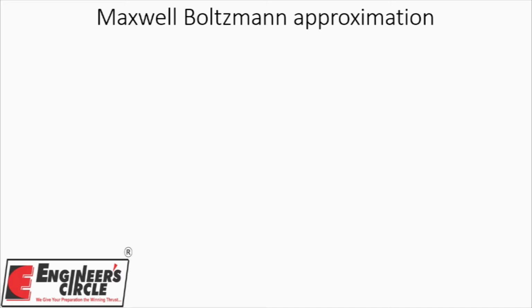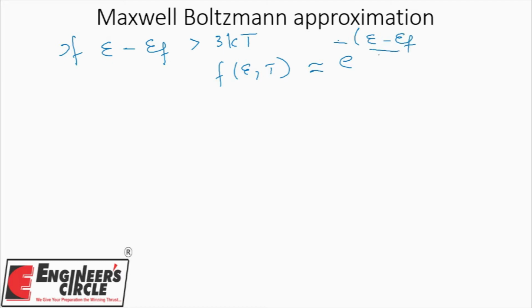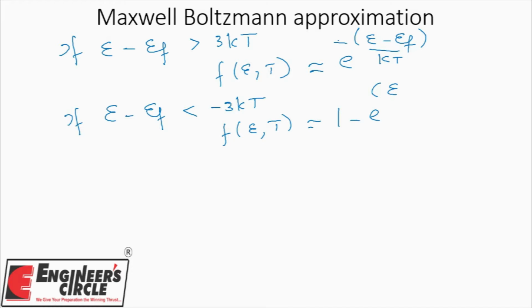So we have seen that if E minus EF is greater than 3 kT, we can approximate the Fermi distribution by f of E comma T approximately e power minus (E minus EF) by kT. And if E minus EF is less than minus 3 kT, then f of E comma T is approximated to 1 minus e power (E minus EF) by kT. So these two approximations we call the Maxwell-Boltzmann approximation.